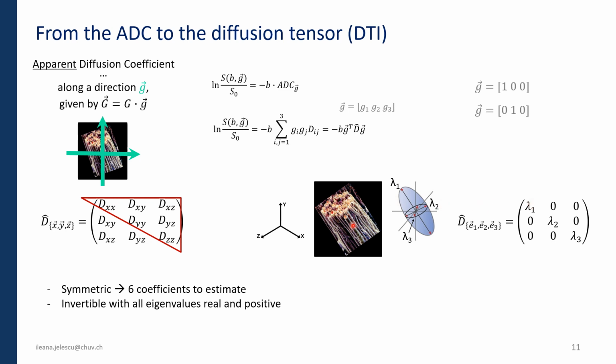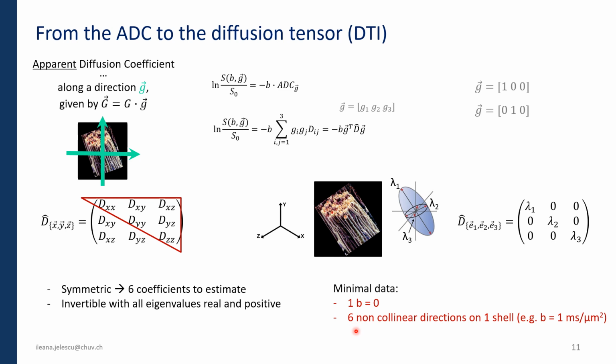And this is characterized then by 3 eigenvectors, and these 3 eigenvalues, lambda 1, lambda 2, lambda 3. In white matter, of course, you can see the principal eigenvector will be aligned along the axons, and the second and third will define the plane perpendicular to the white matter bundle, in the case, of course, of a single fiber in the voxel.